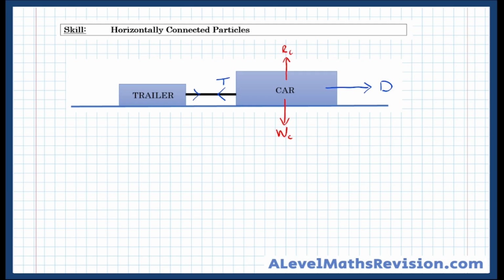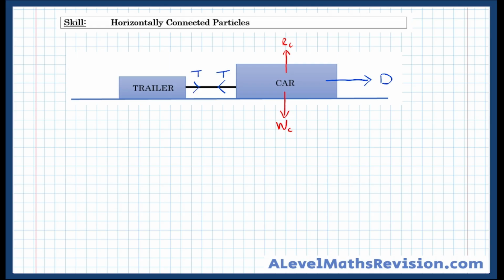So the trailer, as far as it's concerned, is directly connected to a tow bar, and it's the tow bar pulling it forward, which has a tension T on it. And this is a really key point here. So the car experiences the tension pulling it backwards, stopping driving force D from having its maximum effect. The trailer, however, experiences the same tension but in a different direction. The trailer's being pulled by the tension.